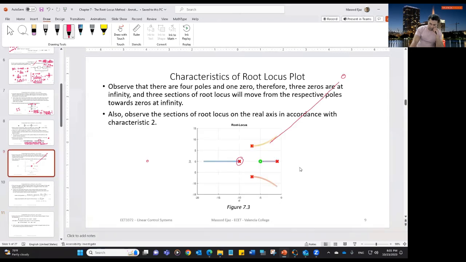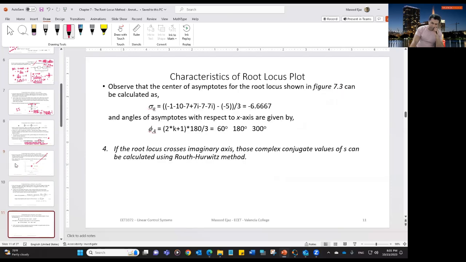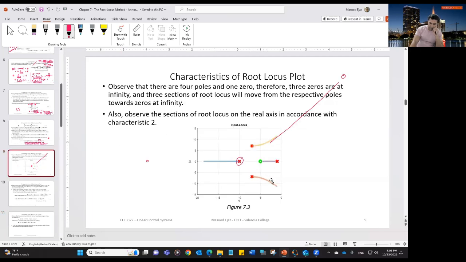So go back over here again. They are heading towards infinity, as you can see. What were the values? Let me go check. 60 degrees, 180 degrees, 300 degrees. So that's 60 degrees, and that's 300 degrees, or -60 degrees. And then one is at 180 degrees. So these are the asymptotes along which the sections of the root loci are going to grow as they head towards infinity.